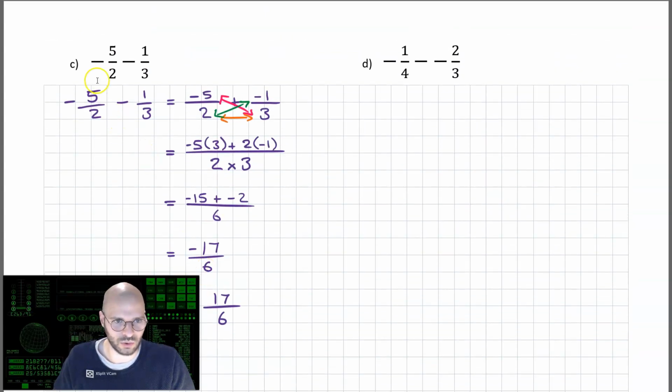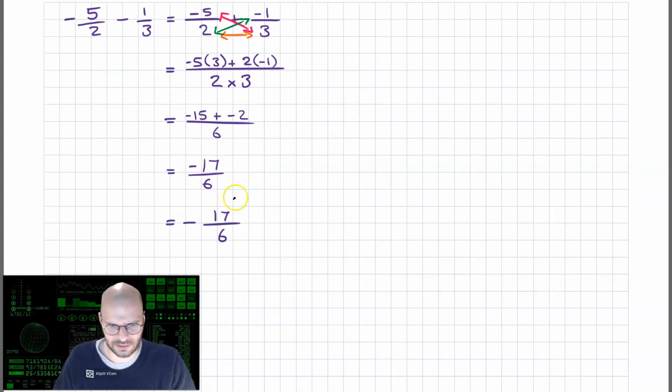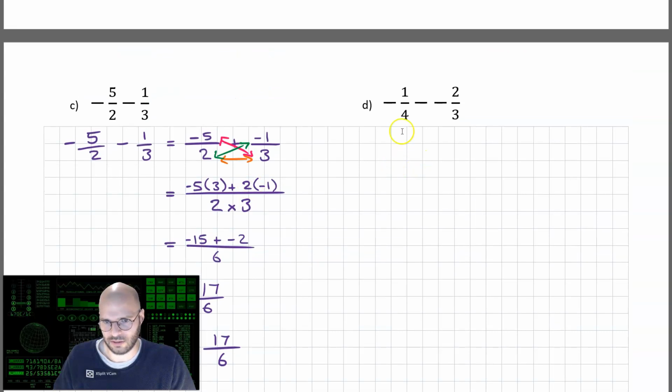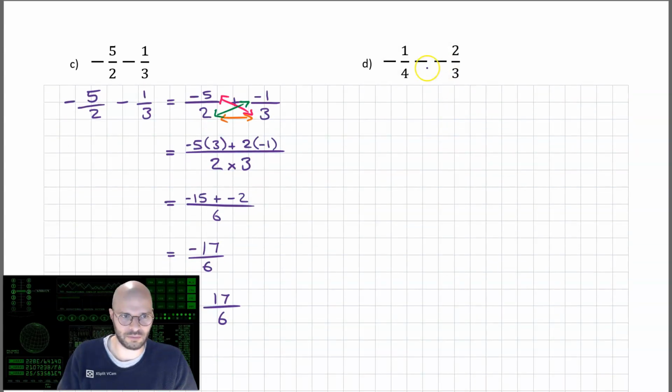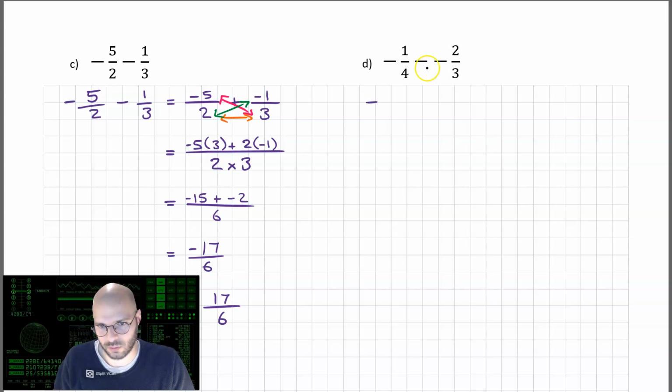So we are able to subtract a negative fraction from a negative fraction. Nice and easy. Alright, final one. We have minus 1 over 4, take negative 2 over 3. We're dealing with a double negative here, but that's not a problem because we can do this just like every other one we've done so far. It's minus 1 over 4, take negative 2 over 3.